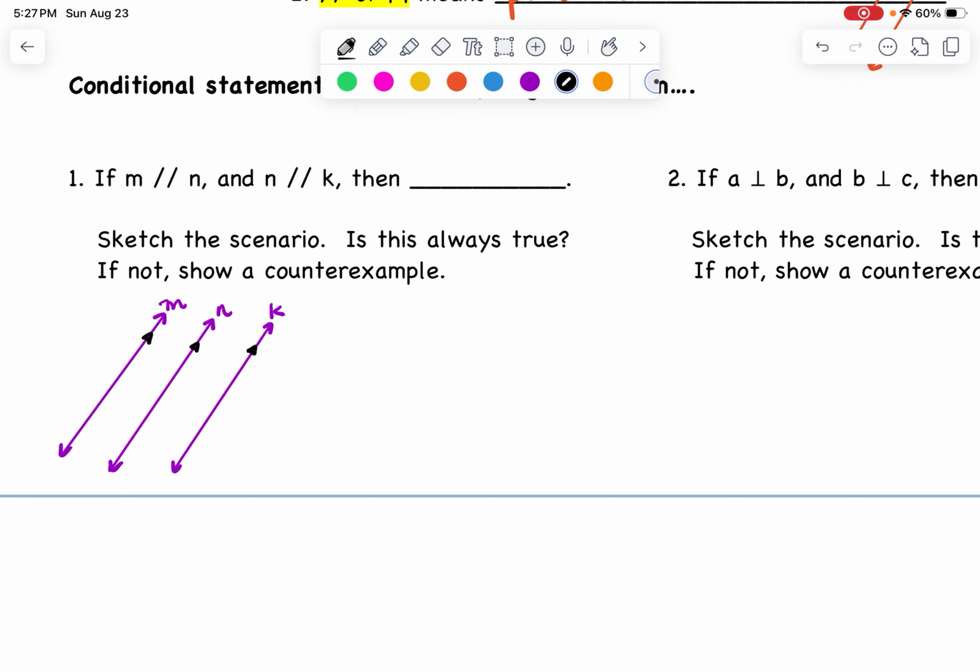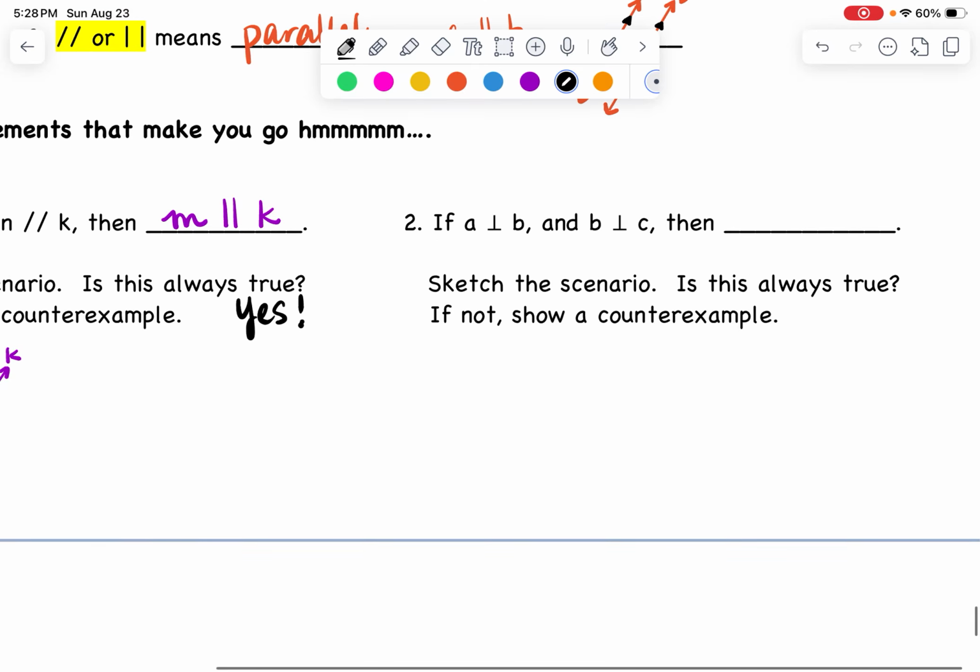But the answer here is yes. That is always true. If two lines are parallel to a third line, then those first two lines will always be parallel to one another. Again, we're going to come back to that one in just a second. I want to talk about this guy.